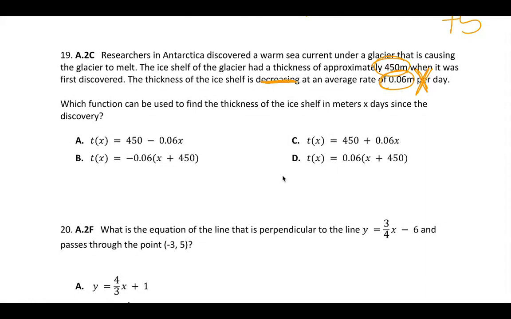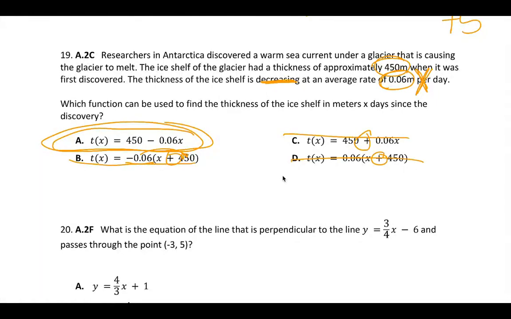So any of them that aren't subtracting are out, right? So I'm starting at 450 and I'm subtracting that 0.6x. So the only one that works is A. Adding, right, that's a no-go. And this one, if I were to distribute it, would make this one negative. So that's why that one's out.